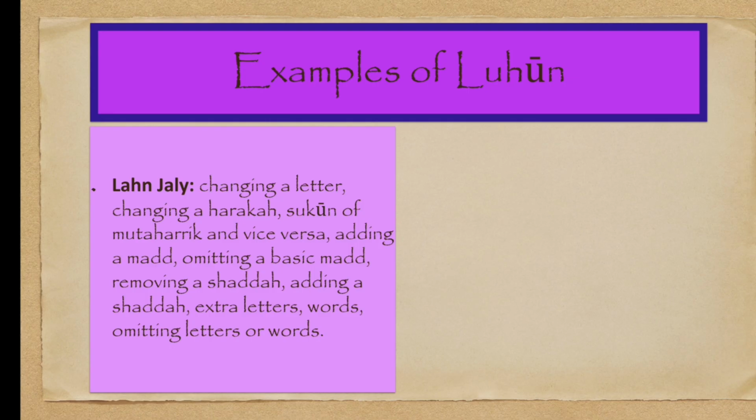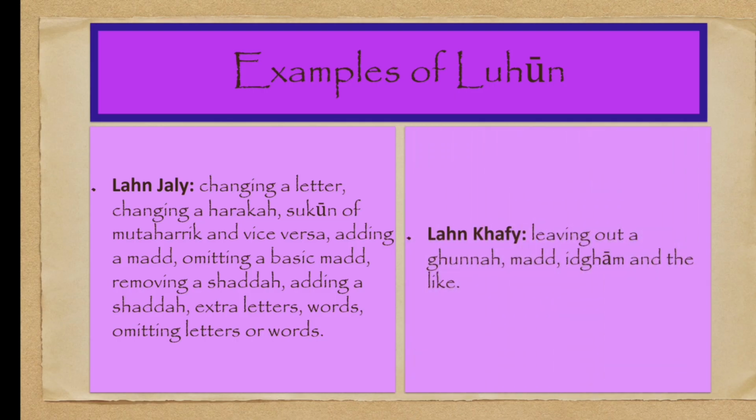Or omitting a basic mad. So, for example, the word qaala is a basic two-count mad here. You say qala, like that. Or, for example, removing a shadda where there's a shadda. Another example is adding a shadda where there's no shadda. Or adding extra letters or extra words, or omitting letters or words. So these are all examples of clear mistakes.